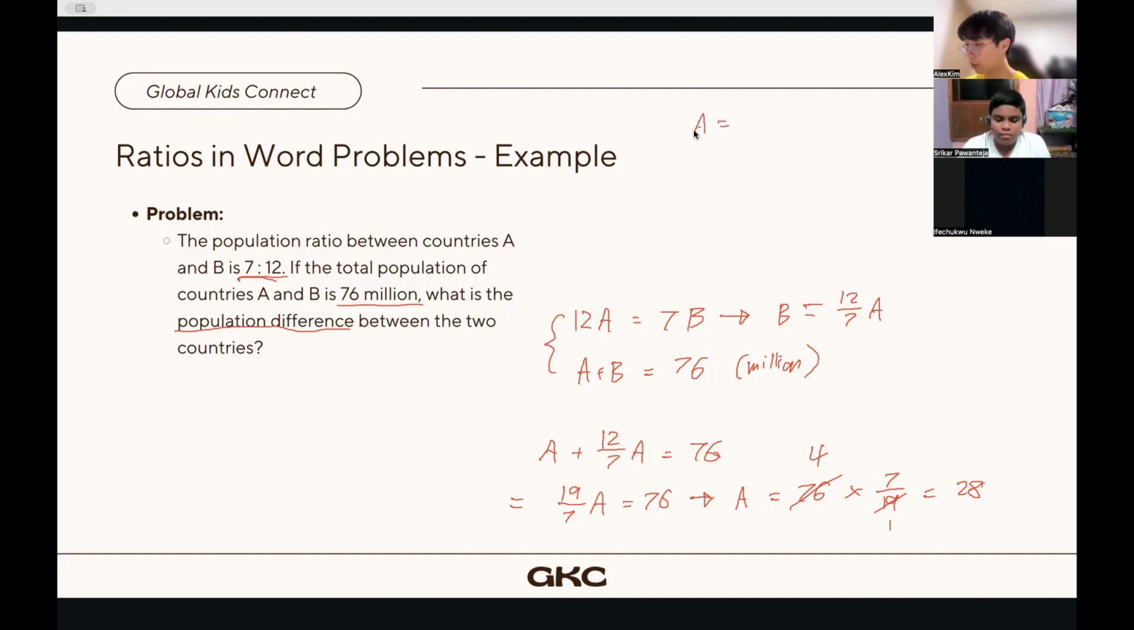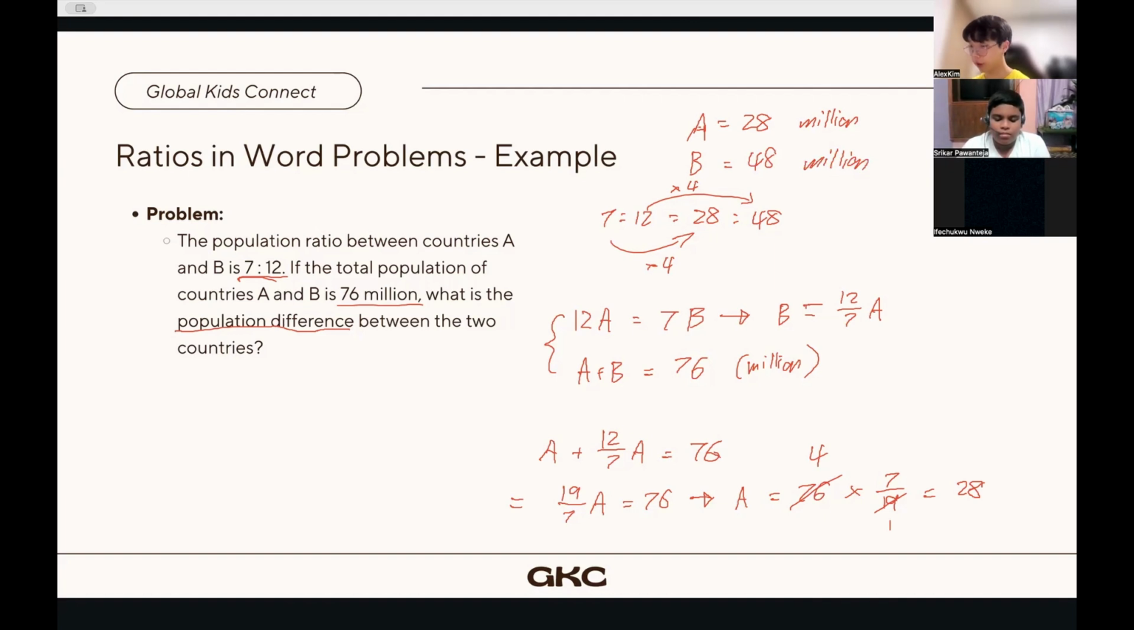So if the population for country A is equal to 28 million, then we can plug this A value back into the ratio. We can plug it into the first equation or second equation, or just to think of it more simply, the ratio between A and B must be 7 to 12. And so if A is 28, then we can see that it was multiplied by 4. And so we should also multiply the 12 by 4 so that we get 48 for a proportional ratio. If we do this, then we get a B value of 48 million.